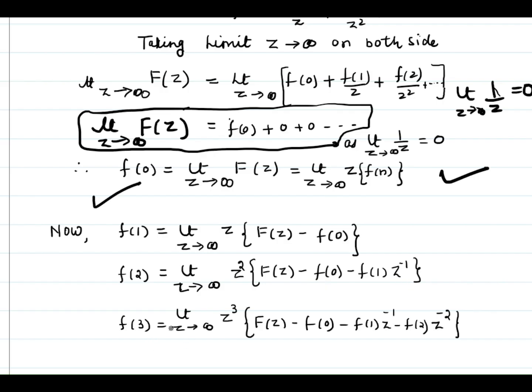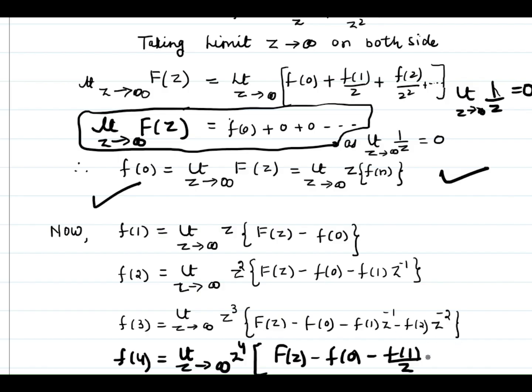The same for f of 3: limit z tends to infinity z cube f of z minus f of 0 minus f1 upon z minus f2 upon z square. In this way we can write f4 also. This is limit z tends to infinity z to the power 4 f of z minus f of 0 minus f1 upon z, or we can write z to the power minus 1, whatever you wish, and f2 upon z square or z to the power minus 2, and the next is f of 3 upon z cube, or z to the power minus 3.